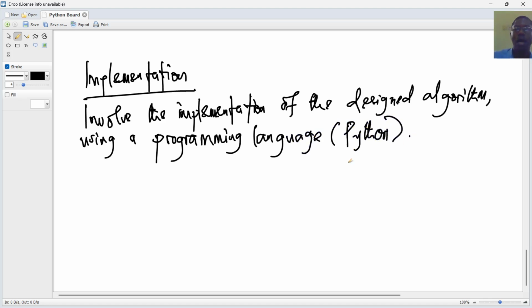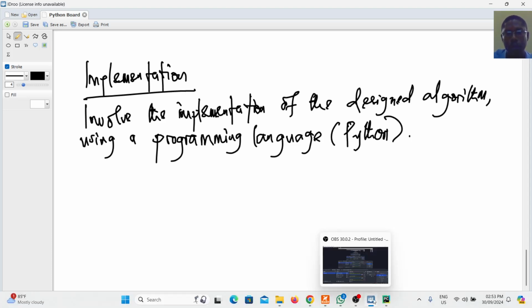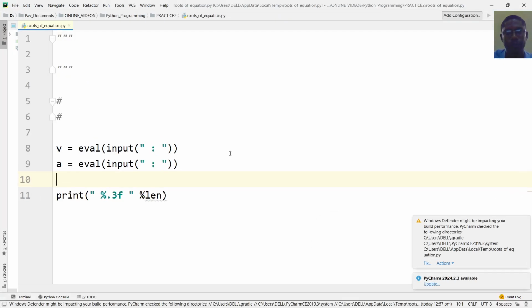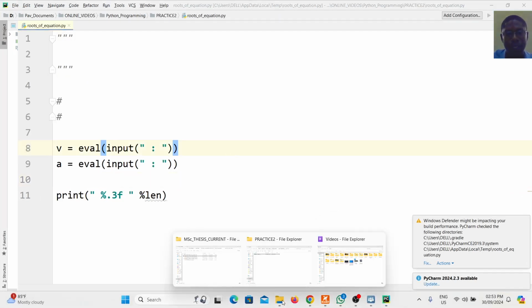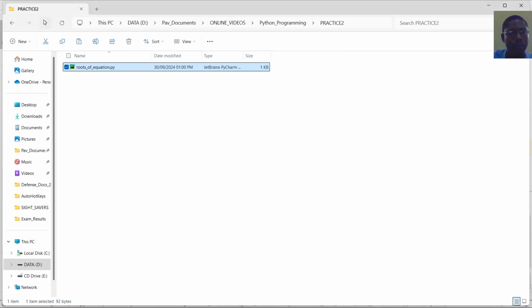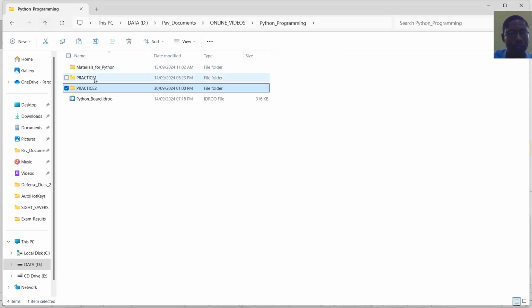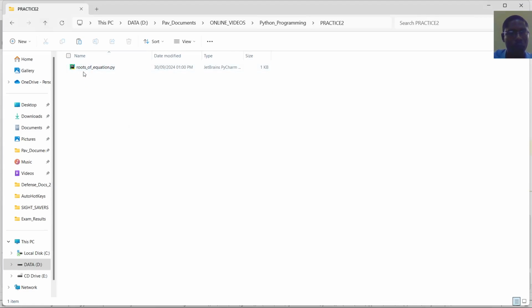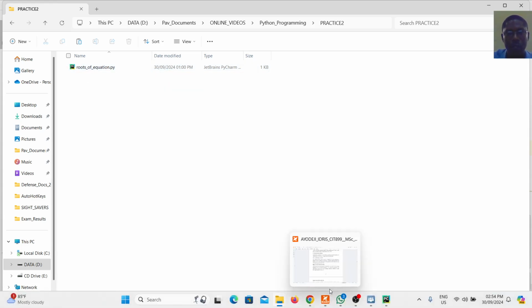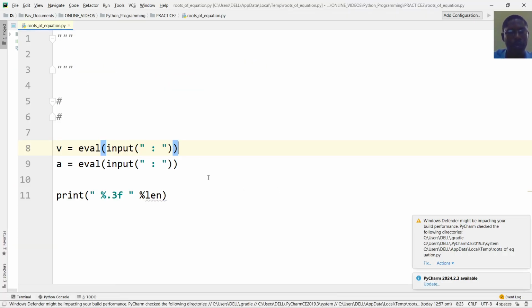Right. Now we are going to jump into our Python IDE. So here, as usual, I have created a document. Remember the last one we had was practice 1, so this is my practice 2, and the name of the source program file is roots of equation.py. So this is the environment here.